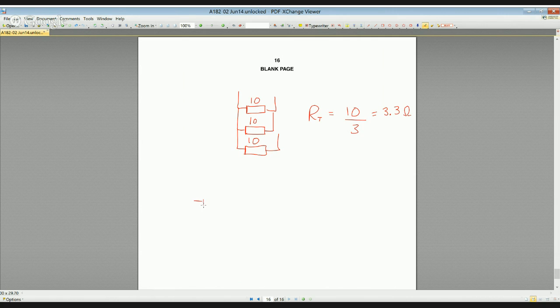For a series combination, you just add up the resistors in series, or if they're all the same as they are in this case, 10, 10, 10, then your R total is going to be equal to 3 times 10, which is 30.